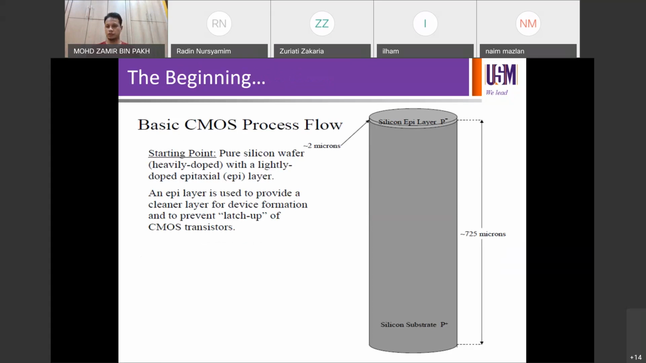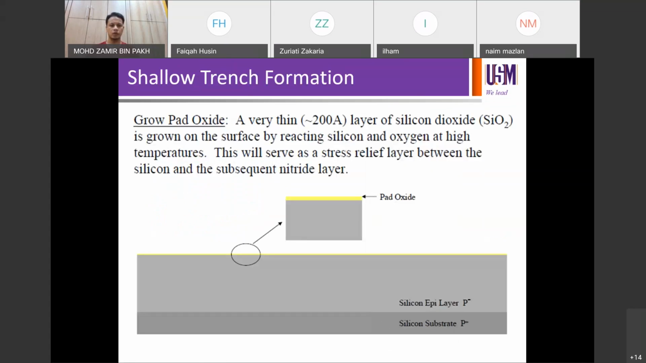So this is your silicon wafer, more or less exaggerated vertically, so it's not that thick. Just to illustrate the usage of silicon substrate P plus and P minus. So in this case, your epi layer is P minus, is very thin. The thickness is about 725 micron in total, just to exaggerate the thickness. Okay, so this is not a generic case for all the CMOS. So you may have different cases for different devices. So your pad oxide is the very first layer for the process flow.